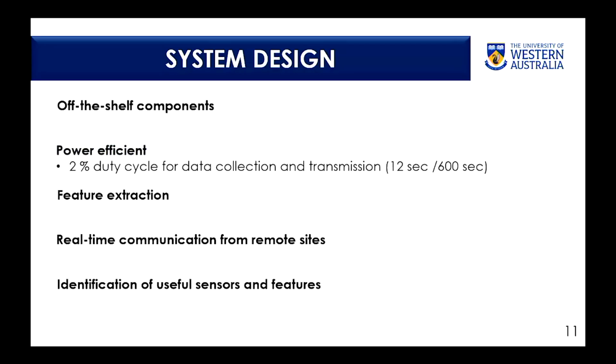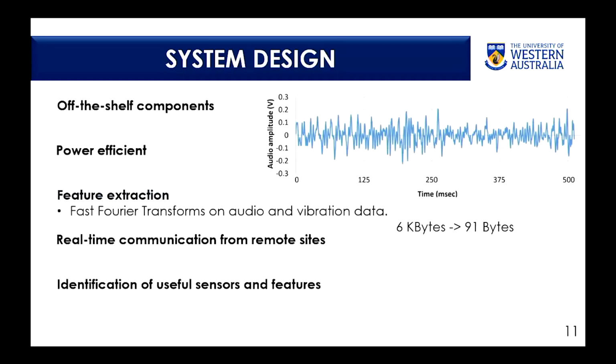We tried to make it as power efficient as possible. So it has a 2% duty cycle. That means it transmits data every 10 minutes. And in those 600 seconds, it stays up for around 12 seconds, collects the data and transmits, and then goes to sleep. We are using Fourier extraction to minimize the amount of data. For example, we are sampling data at 4 kilohertz.